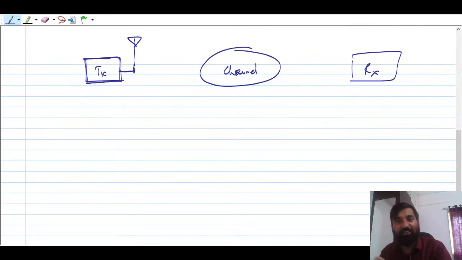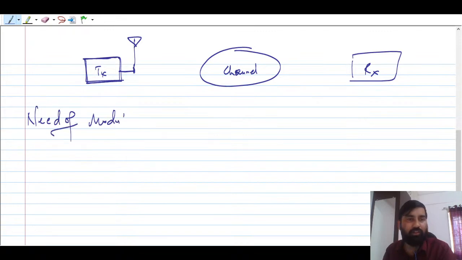So we will see different types of modulation. So this is the need of modulation. If I talk about what is the need of modulation, there are various reasons that I will list down. I will also define the modulation. What is that modulation? Need of modulation.